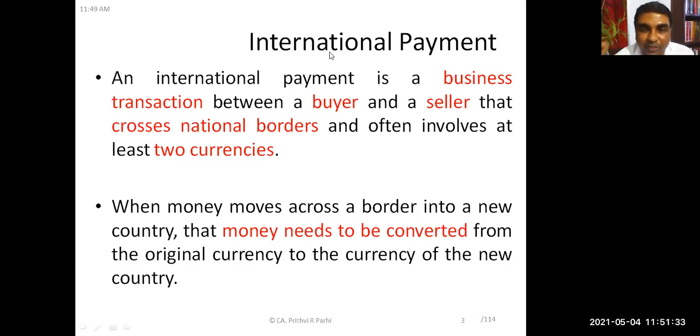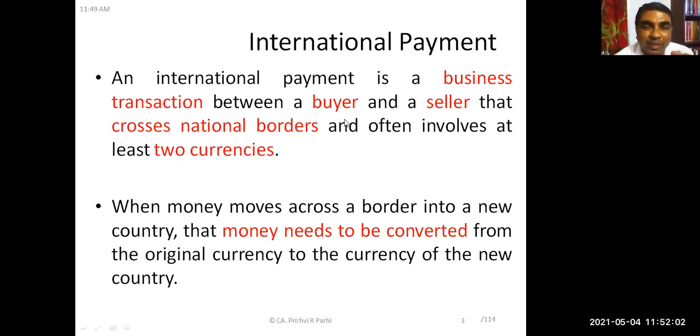When money moves across the border into a new country, that money needs to be converted. Suppose our Indian currency needs to be moved to British currency. Then we have to convert Indian currency into British currency. So we need to know the currencies dealt in different countries, so that one can convert one currency into another currency. This is the concept of international payment.